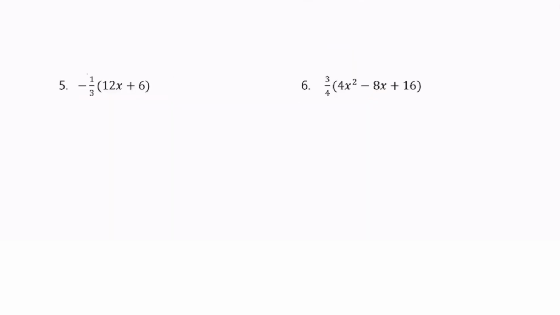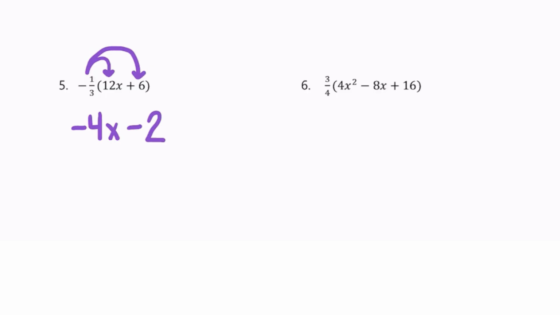Alrighty. Number 5 and 6, we have our fractions. Have no fear. We're doing negative 1/3 times 12x, right? So that's like doing negative 12 over 3, which would leave us with negative 4x. And then we're doing negative 1/3 times 6, which is leaving us with negative 6 over 3, which would leave us with negative 2.